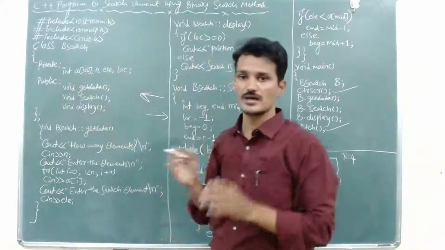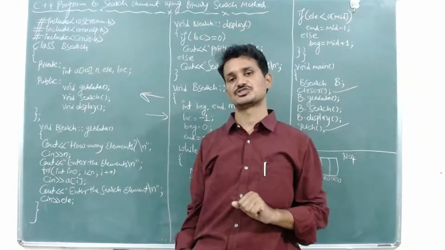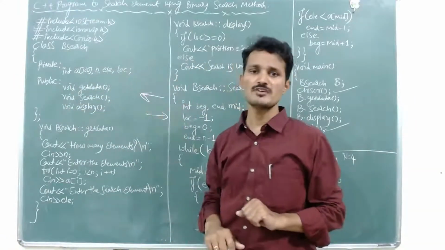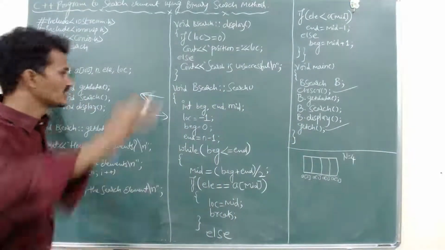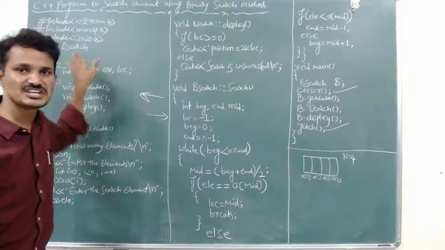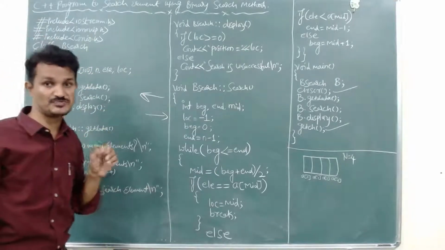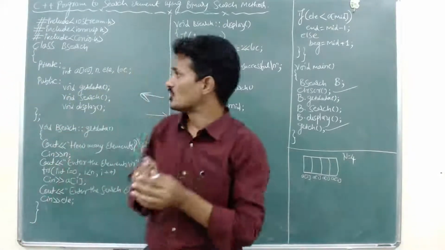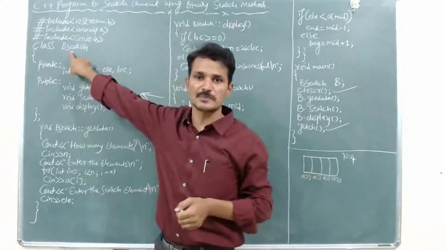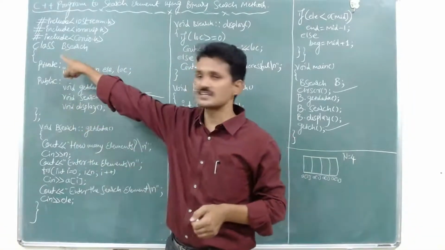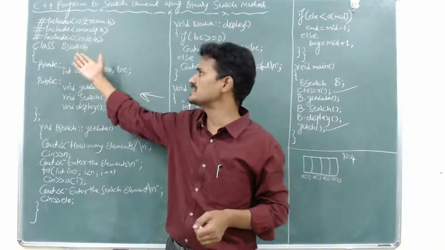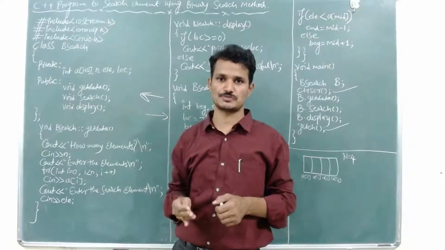Then comes the next one, a declaration of a class. What is the name of the class? Have a look at this. Class is a keyword. BSearch is the name of the class, for binary search. Have a look at this name: there is no blank space between B and Search. It's one complete word. Class is the keyword, and BSearch is the name of the class.